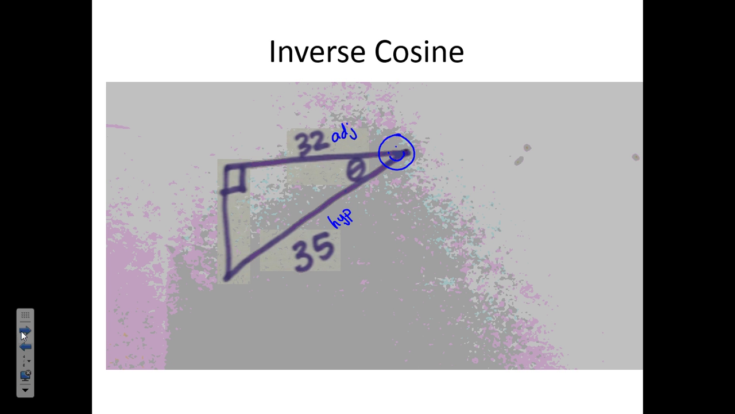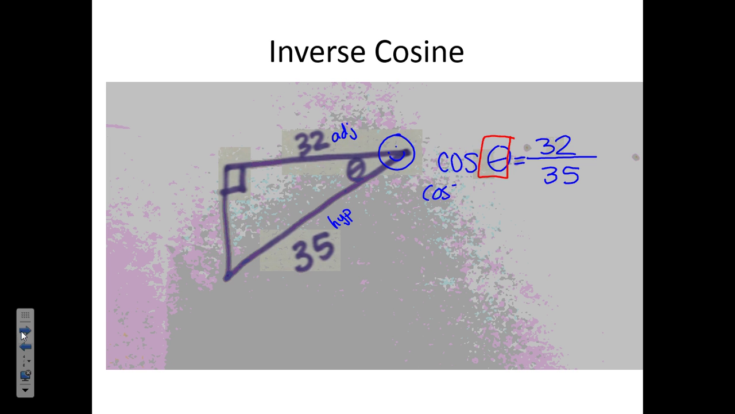So I know I'm going to set up a cosine fraction. So I'll do cosine theta, which we don't know. That's some number of degrees, which we're going to find out. And then adjacent over hypotenuse is what we set up for cosine. So 32 over 35. And now, just like the last one, we want to try to isolate this variable right here. It's just like an x, just like a y. So I need to do inverse cosine to both sides.